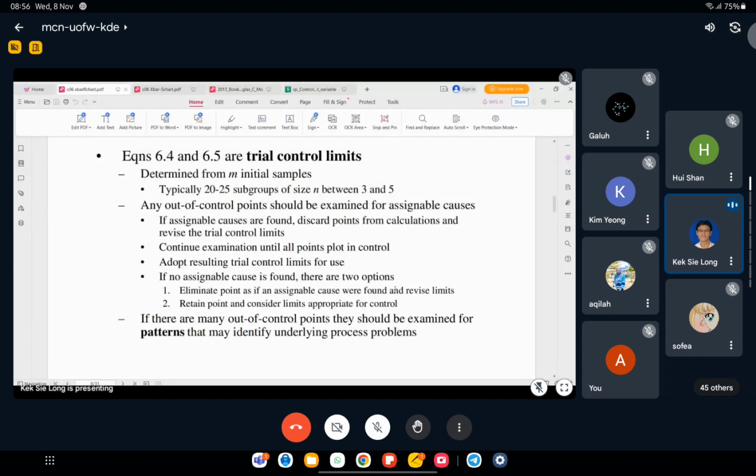So the first option is to just remove the outlier and then recalculate the control limit. The other one is to resolve the assignable cause, then collect a set of points or a few samples, and then calculate the control limit again. So these two options are actually different. Just simply removing means eliminating, so actually the assignable cause is still there; we haven't resolved it yet. But for the second option, we resolve it.